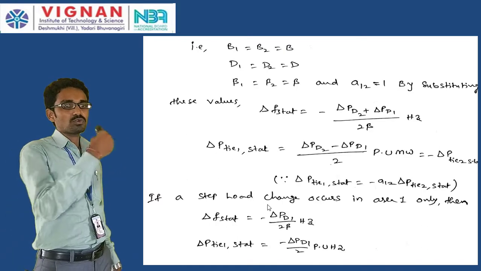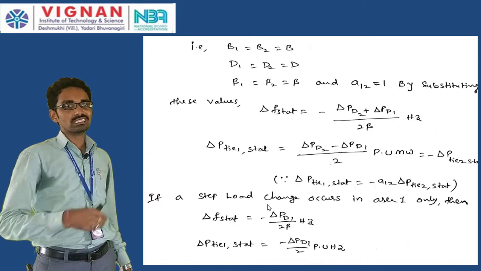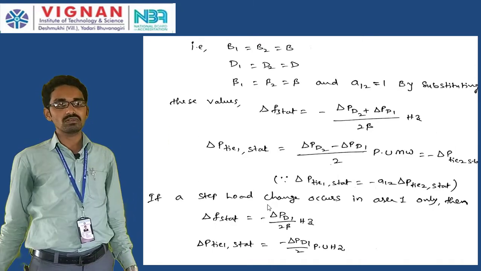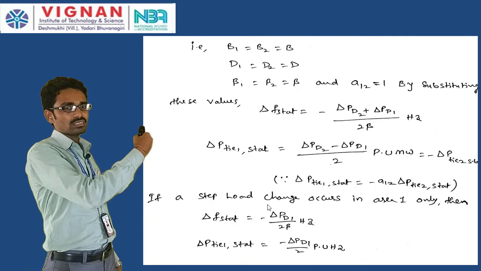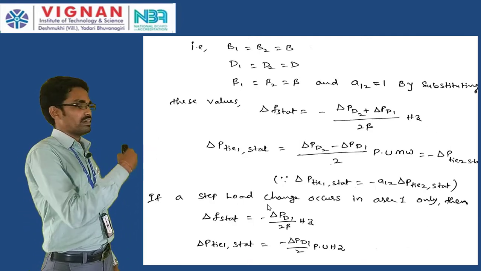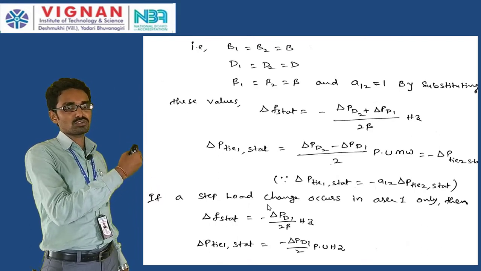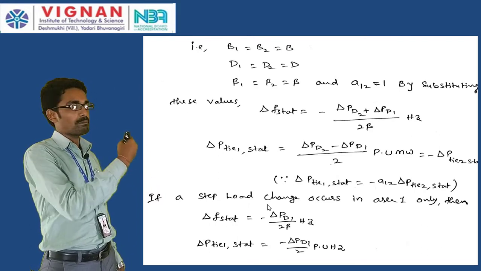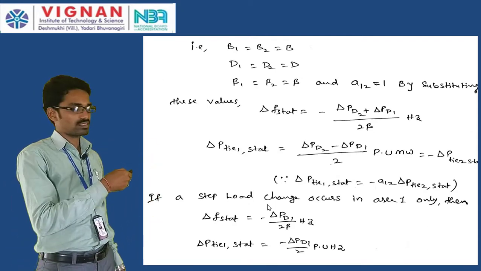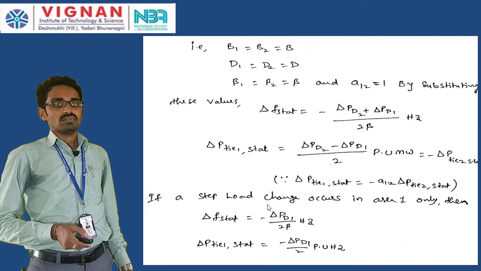So if a step load change occurs in area 1, then delta PD2 is equal to delta PD1 only. Then we get delta F static is equal to minus delta PD1 by 2 beta, that is per unit hertz. Then delta P Ti1 static is equal to minus delta PD1 by 2 per unit megawatts.